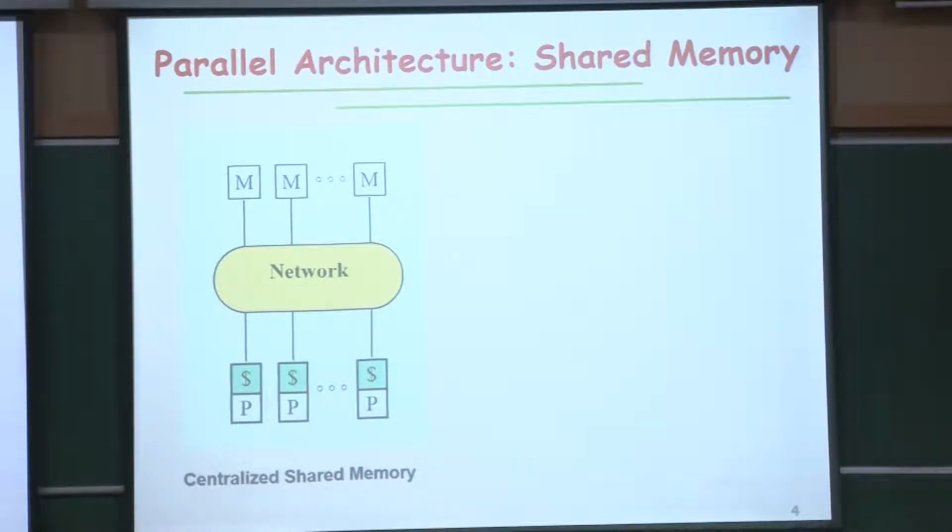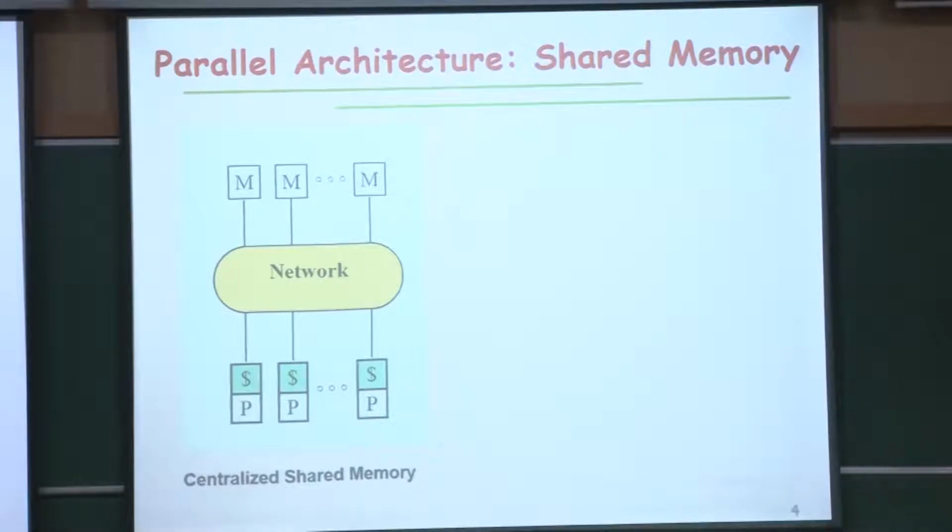So, access from this particular processor to this memory, or from this processor to that memory, all have the same uniform access time. This architecture is called centralized shared memory. It is also called uniform memory access architecture, because the access time of processors to any memory is uniform. The idea here is that any of these processors can access this shared memory.